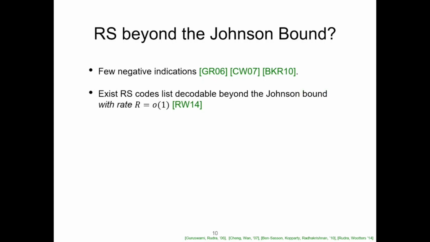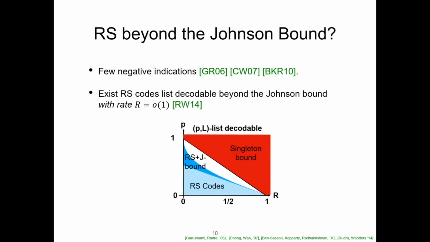On the other hand, Rudra and Wootters obtained the first positive result. They show that in a certain setting of parameters, there exist Reed-Solomon codes that are list decodable beyond the Johnson bound. However, they obtain such an improvement over the Johnson bound only when the rate is subconstant. So this picture shows the relation between R and P, and Rudra and Wootters obtain the improvements only in the setting where R is close to 0 and P is close to 1. So this means we are looking at the upper left corner of the graph.